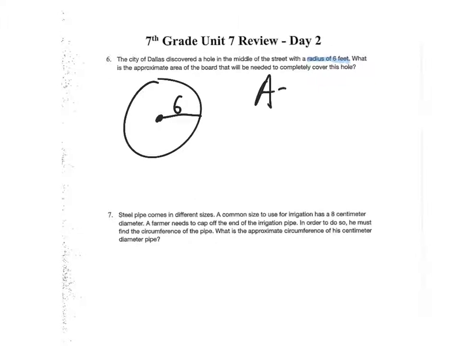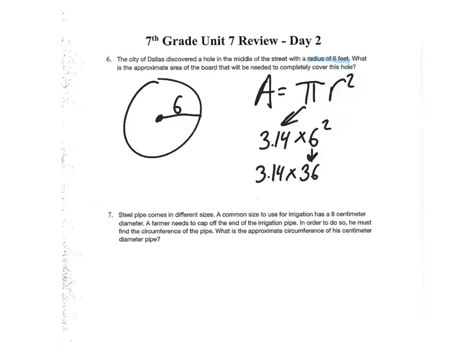So we have area equals pi r squared. We know that pi is 3.14. And we're going to do that times our radius of 6 feet squared. 6 squared is 6 times 6, which is 36. So 3.14 times 36. We get 113.04. And that's going to be feet squared.